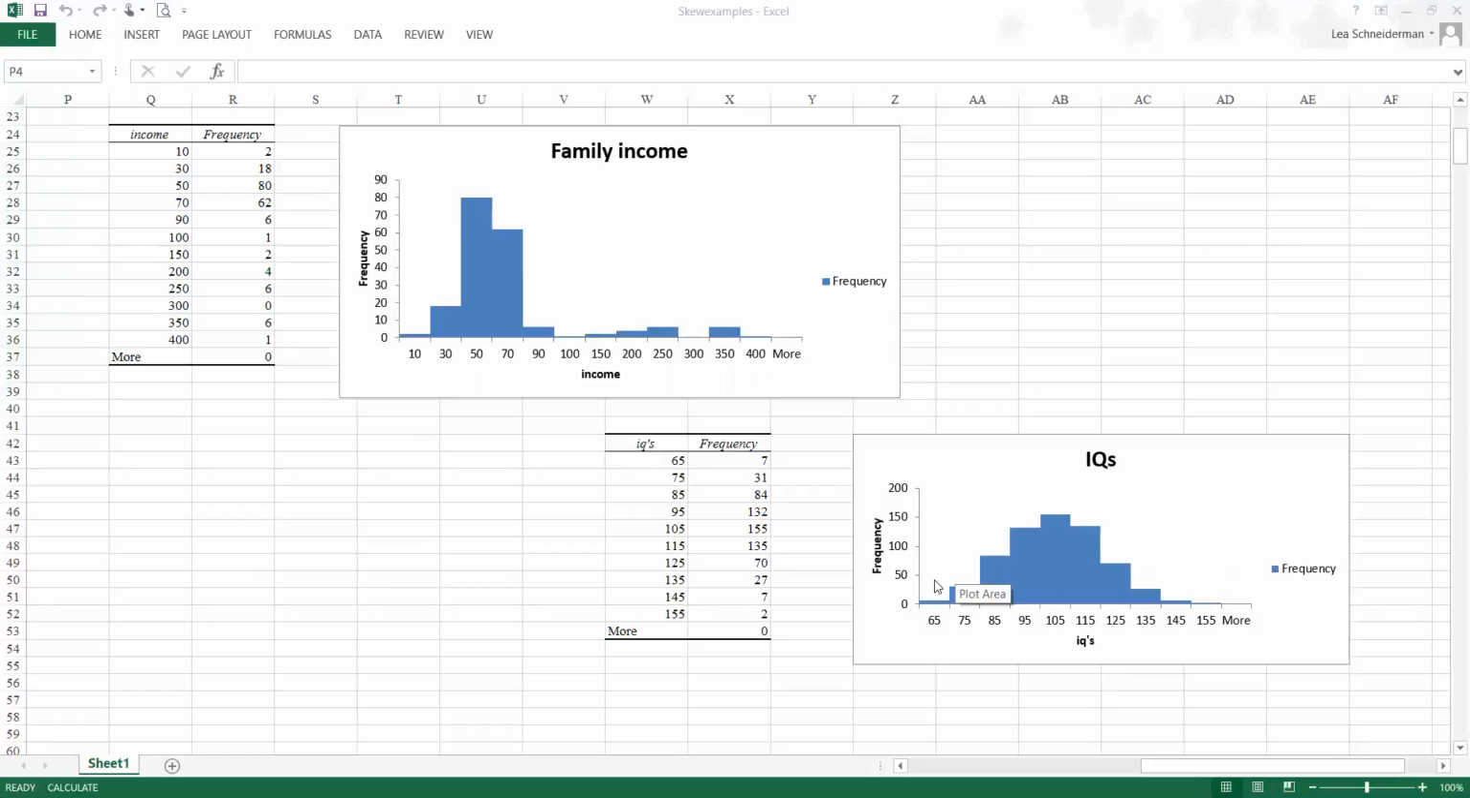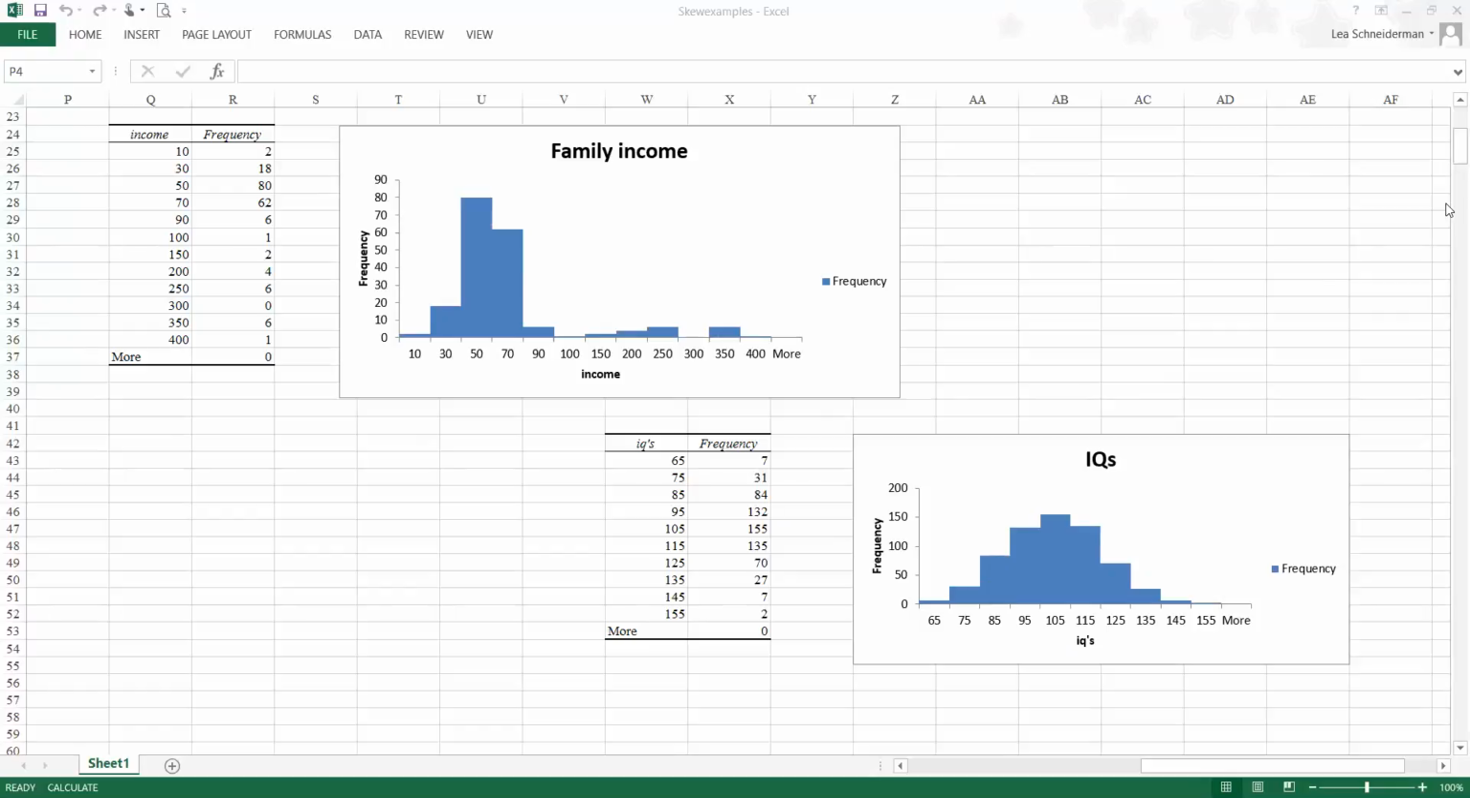The next one we're going to look at is skewed right, which is family income right here. A histogram is skewed right, or positively skewed, if it has a single peak and the values of the data extend further to the right of the peak than to the left of the peak. And this shows a positive skew. So it's skewed right, but most of the data is going to be on the left side.